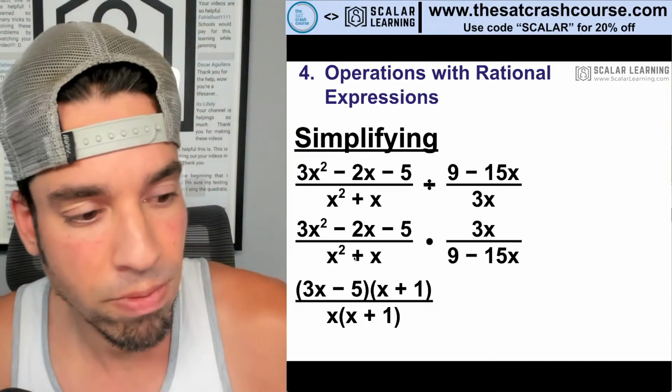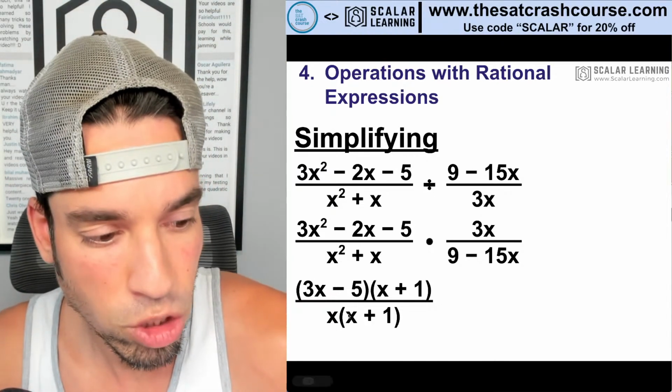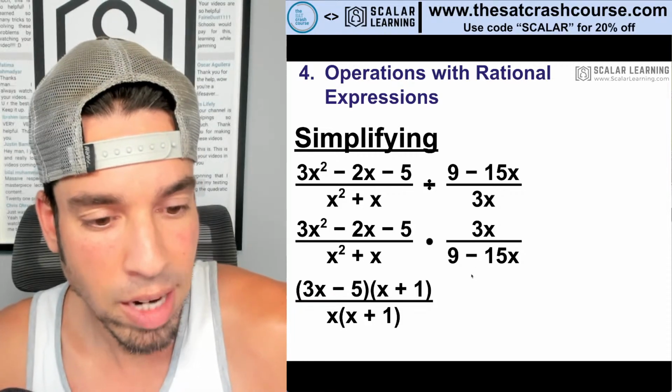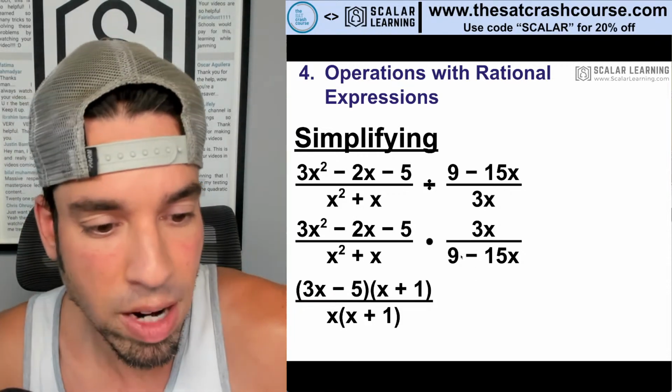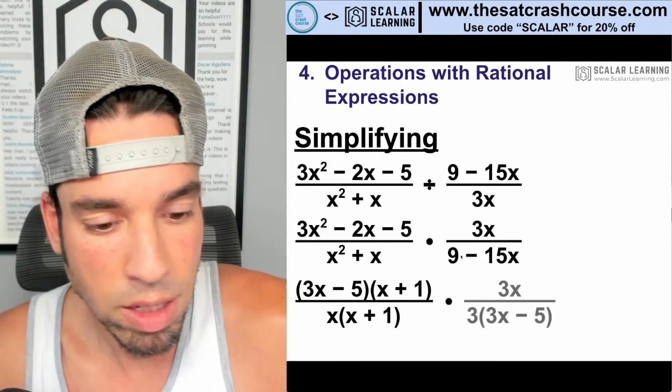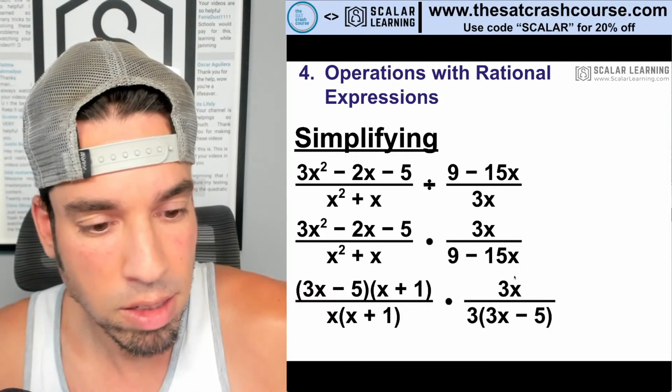In the denominator, we're factoring out the greatest common factor, which is x. 3x stays as is. On the bottom here, we can factor out a 3, right? And we get 3 times 3x minus 5.